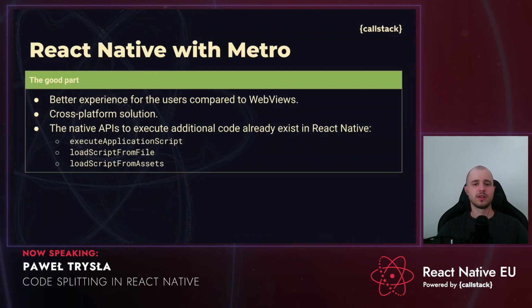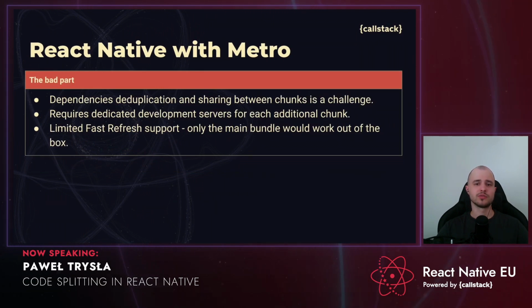Luckily, there's React Native. With React Native using the default JavaScript bundler called Metro, it is possible to create a cross-platform solution for splitting the code without sacrificing user experience, and the APIs to make it happen are already part of React Native. You could use the execute application script method on iOS and load script from file or load script from assets on Android. But you will likely run into troubles with dependencies deduplication and in general code sharing between chunks. The Metro bundler is not well suited for this, or at least it's not well documented.